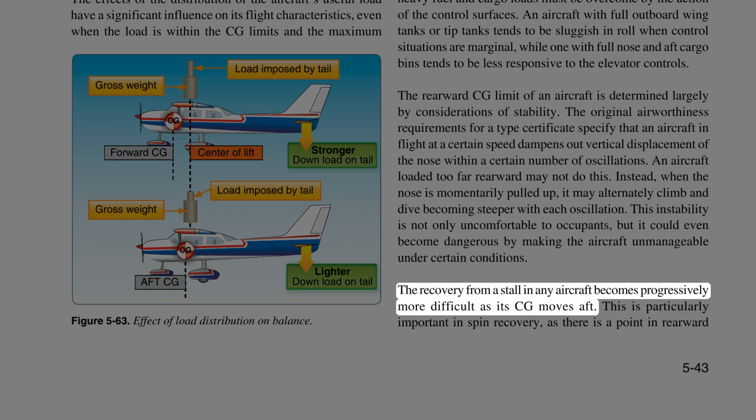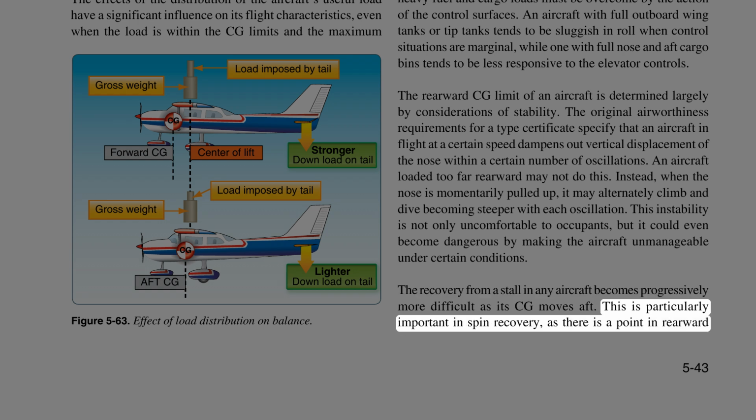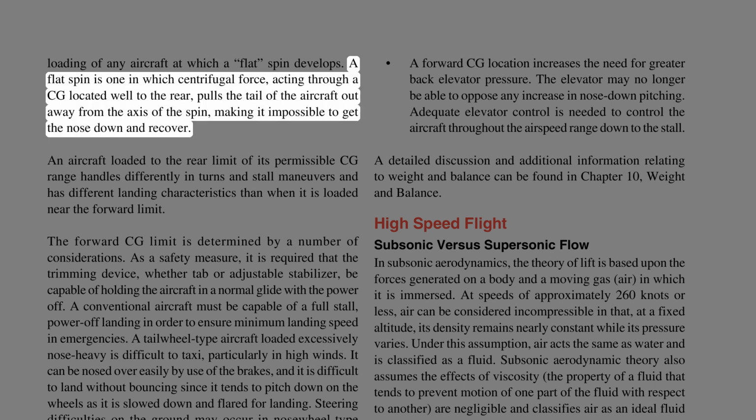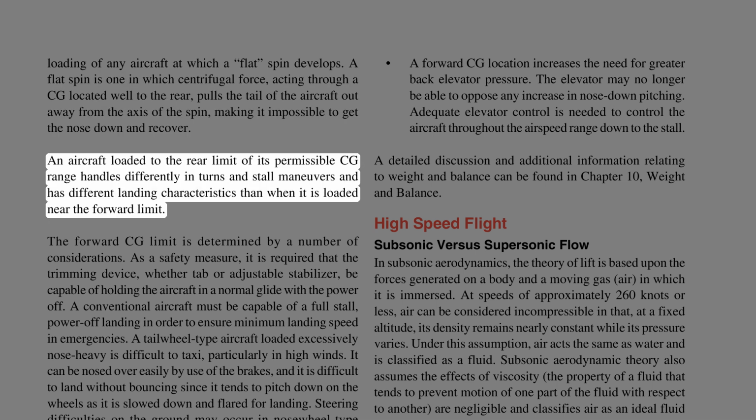The recovery from a stall in any aircraft becomes progressively more difficult as its CG moves aft. This is particularly important in spin recovery, as there is a point in rearward loading of any aircraft at which a flat spin develops. A flat spin is one in which centrifugal force, acting through a CG located well to the rear, pulls the tail of the aircraft out away from the axis of the spin, making it impossible to get the nose down and recover. An aircraft loaded to the rear limit of its permissible CG range handles differently in turns and stall maneuvers and has different landing characteristics than when it is loaded near the forward limit.